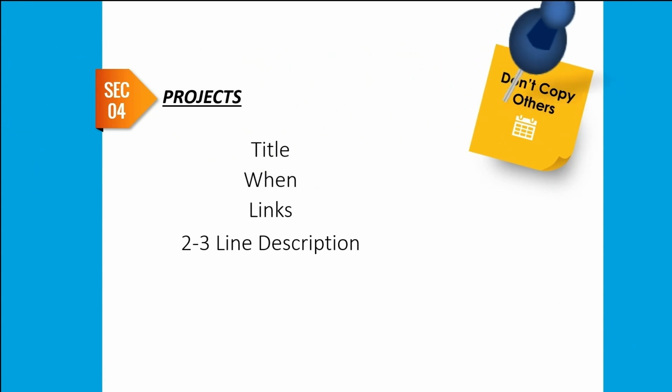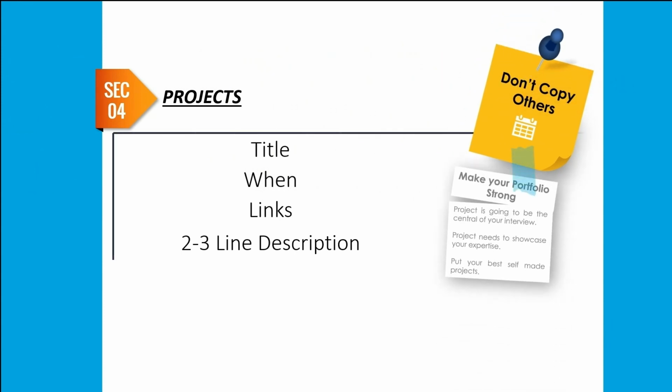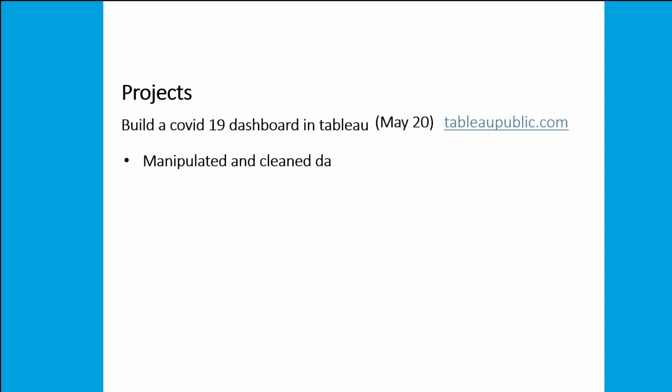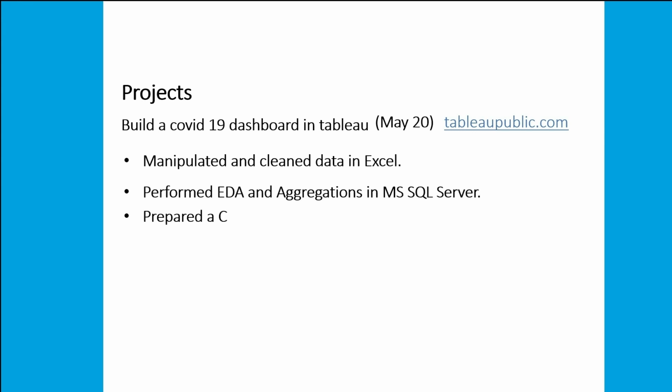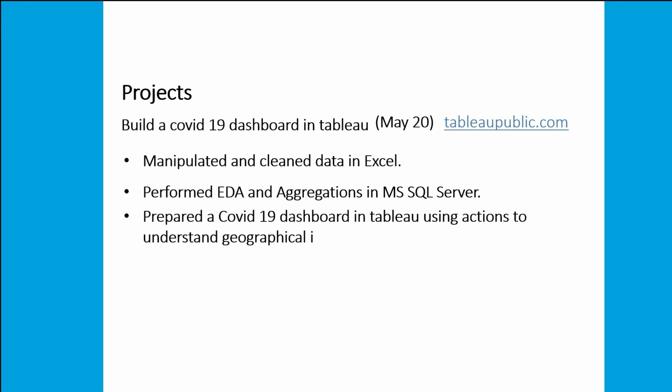So try to include 2 to 3 of your best projects, each having a title, time when the project was done, links to the GitHub code or the portfolio website, and 1 to 2 lines describing how you used your technical and analytical skills in the project. For instance, a title of a Tableau dashboard project would be Build a COVID-19 Interactive Tableau Dashboard in May 2020. And the description talking about the data used, the tools and techniques used for the analysis, the goal and the result of the project, and how the project was presented.